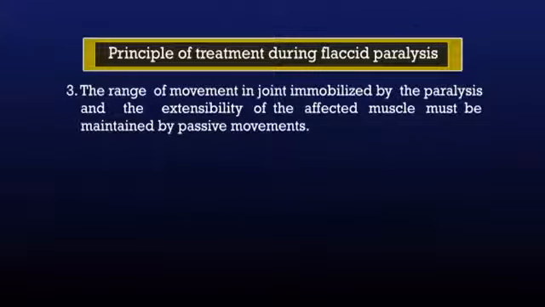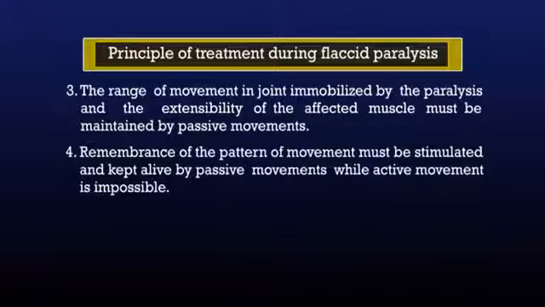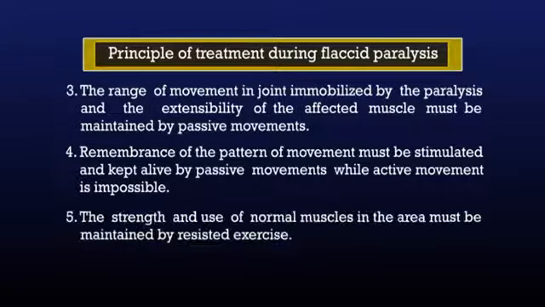And the third one, the range of movement in joints immobilized by the paralysis and the extensibility of the affected muscles must be maintained by passive movements. Fourth one, the remembrance of the pattern of movement must be stimulated and kept alive by passive movements while active movement is impossible. Fifth one, the strength and use of normal muscles in the area must be maintained by resisted exercise.